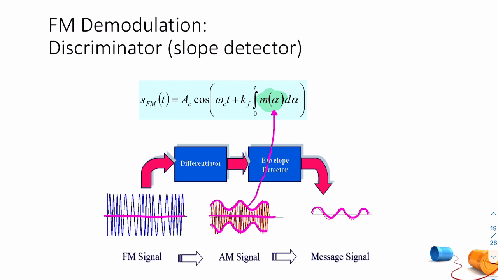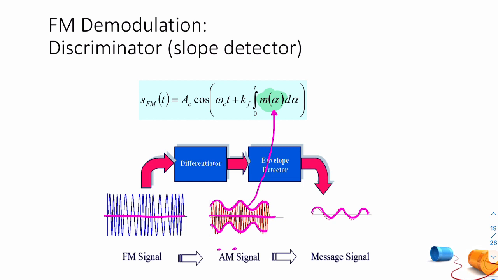So what we have here is something that looks like an AM signal. It's not a true AM signal because the frequency is still changing, but it's a pseudo AM signal. It looks like an AM signal. The message is still encoded into the amplitude or into the envelope. And that's enough for us to be able to recover the message signal using an envelope detector.